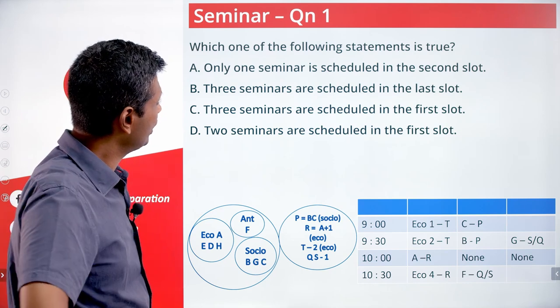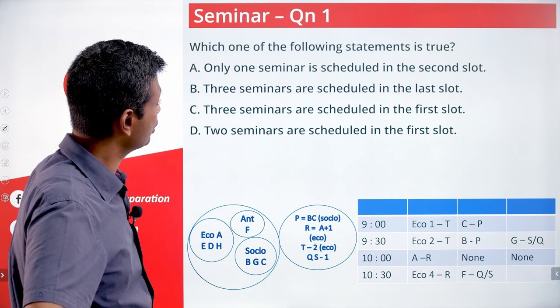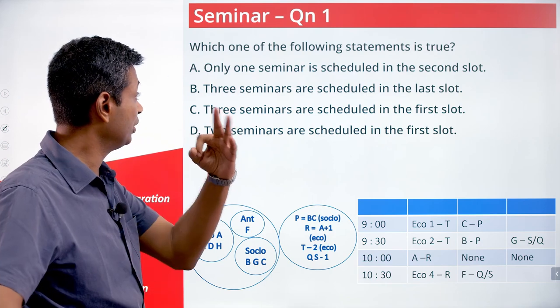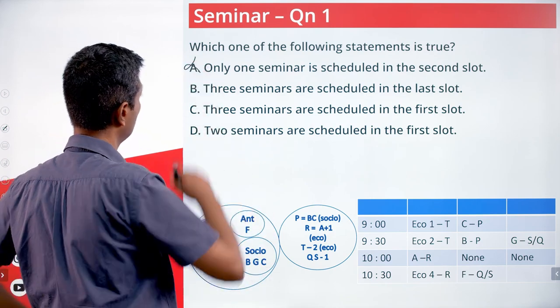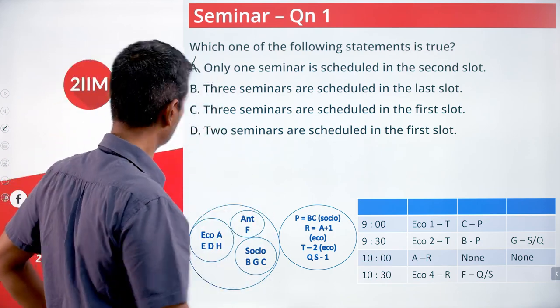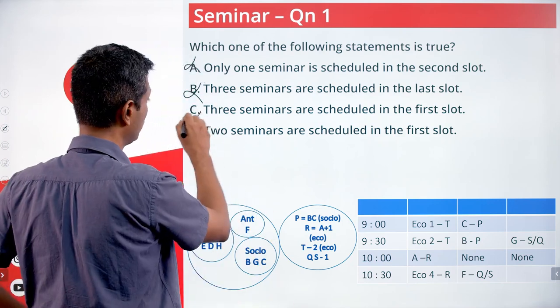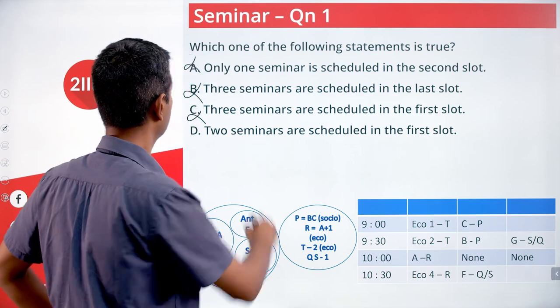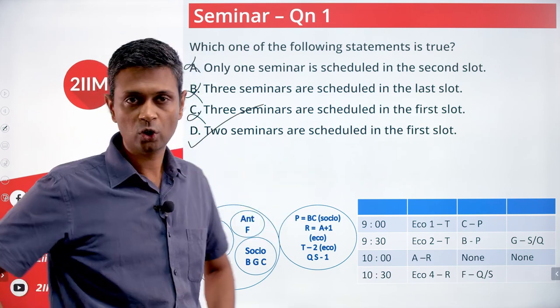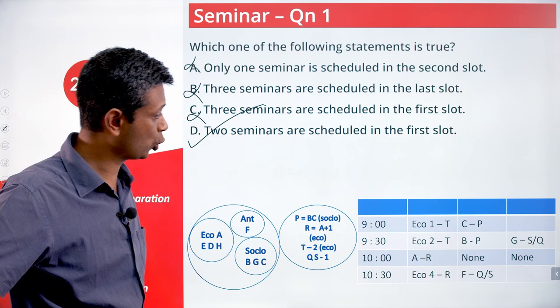Let's look at the question. Which of the following statements is true? Only one seminar is scheduled in the second slot. No, second slot has three, so this is wrong. Three seminars are scheduled in the last slot. No, two. Three seminars are scheduled in the first slot. No, only two. Two seminars are scheduled in the first slot. Yep, that is correct. One of the economics by T, another sociology by P.